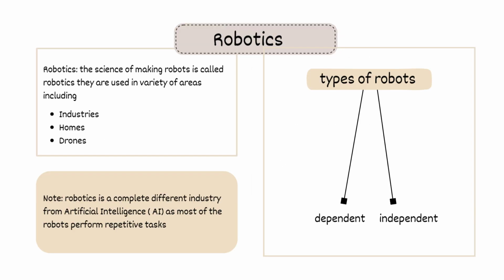Now, robotics. Robotics, it is the science of making robots. They are used in a variety of industries and areas, including industries, homes, and drones. Note that robotics is a completely different industry from artificial intelligence, as most of the robots perform repetitive tasks. There are mainly 2 types of robots. There are dependent, they need instruction, and independent, that do not need instructions.